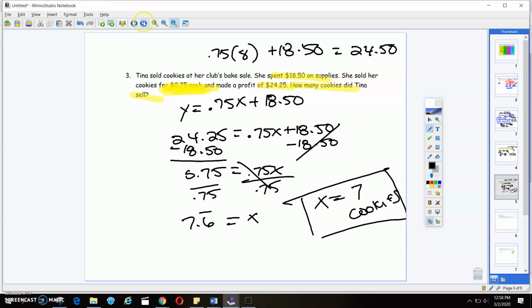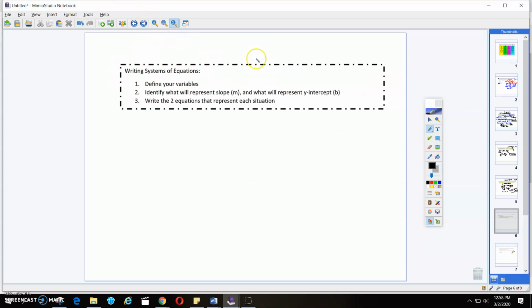Okay. All right. Go ahead and take a moment. Write these 3 steps down. Really, this is just define your variables, identify your slope and your y-intercepts, and then write the 2 equations. Those are the things that you're writing down on your paper.